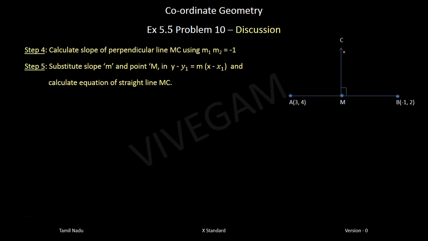Now we have the slope of MC and we also have one point on the line, which is point M. We use the slope point form, y minus y1 equal to m into x minus x1, and calculate the equation of the straight line. Okay, so what I suggest is you pause the video here and try to work this problem on your own, and on completion please come back and check your working with our solution.